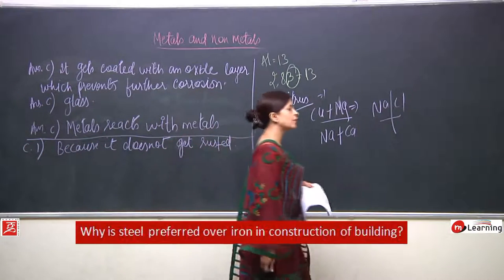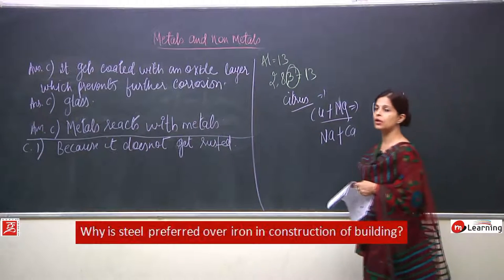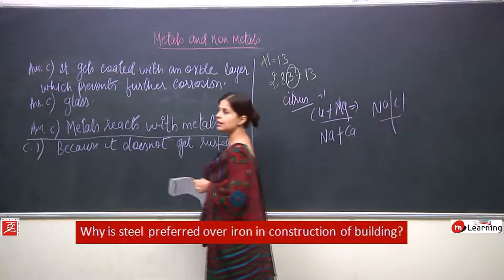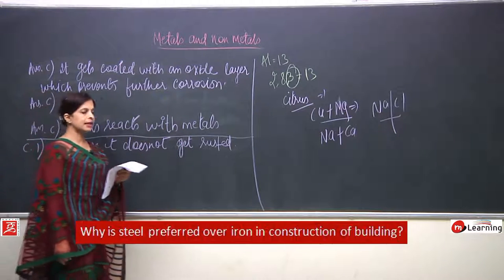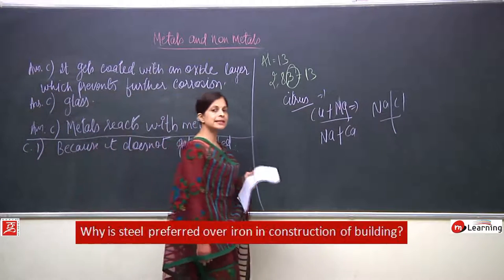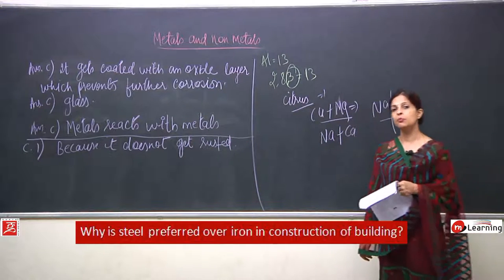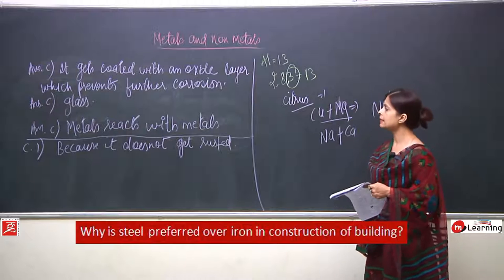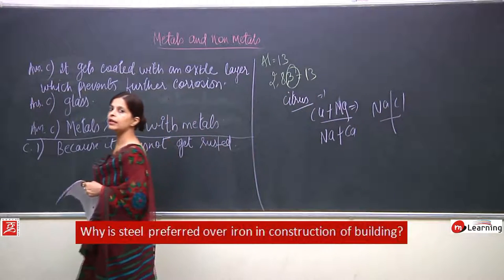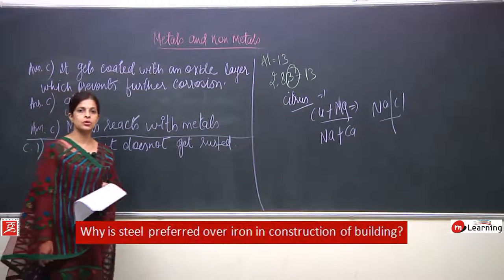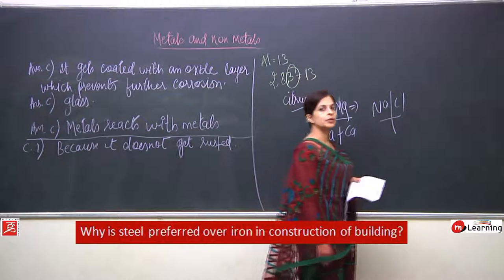Now here I would like to add one more question, children. Why is stainless steel not used on a large scale in industries or anywhere? Why is ordinary steel used in place of stainless steel? Let me clear this. Stainless steel is more costly than steel, and that is the reason stainless steel is avoided and steel is used instead. Stainless steel is used at homes in the form of utensils.